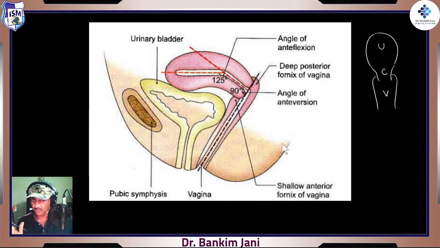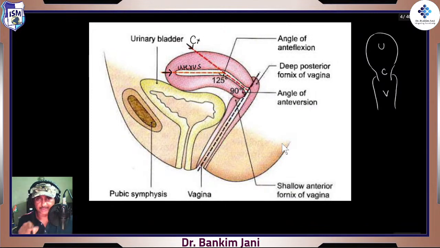But when you watch it from the side, it is not absolutely in one plane. They are at an angle. So there are two angles. That is the long axis of uterus, I mean, this one. Then the long axis, this one, that is the long axis of cervix.